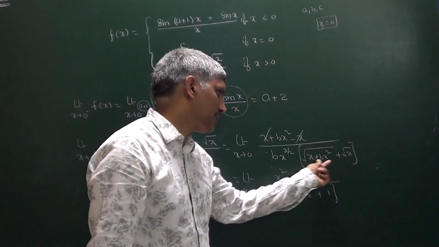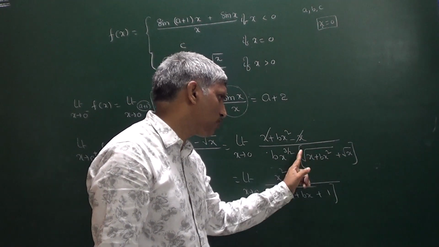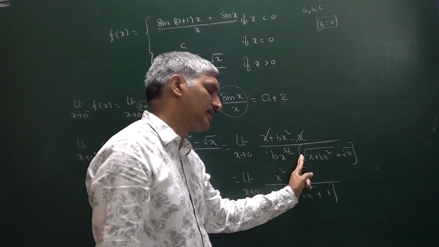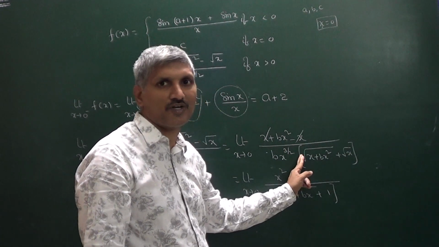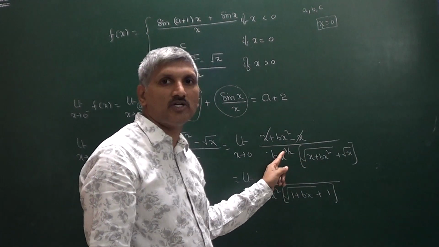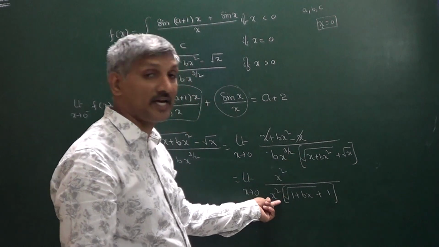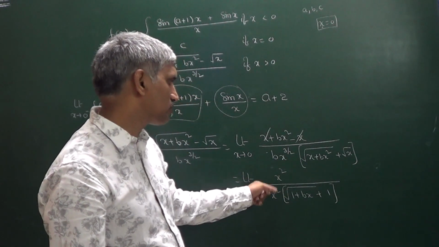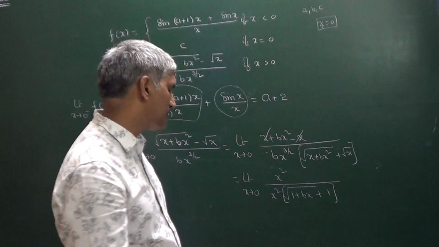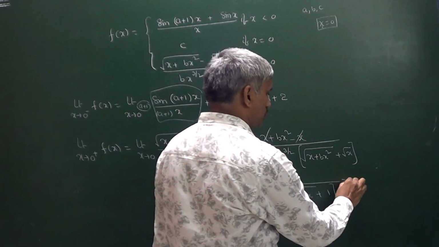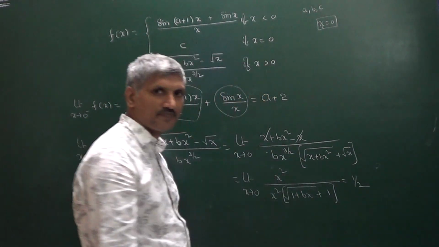Because here and here, x is taken outside the root. So root x taken common, root x is nothing but x power 1 by 2. X power 3 by 2 into x power 1 by 2, you will get x square. X square cancels, and b already gets cancelled. Now put x is equal to 0, we are getting 1 by 2.